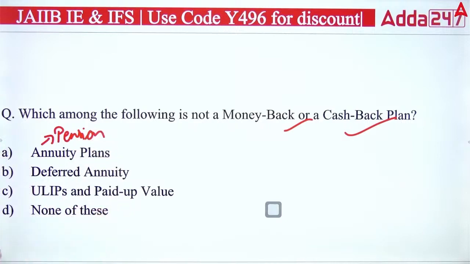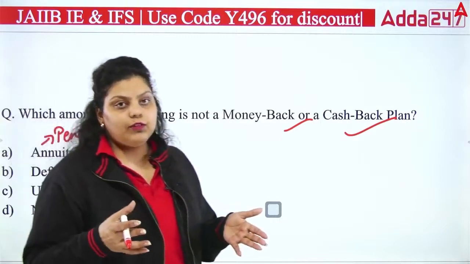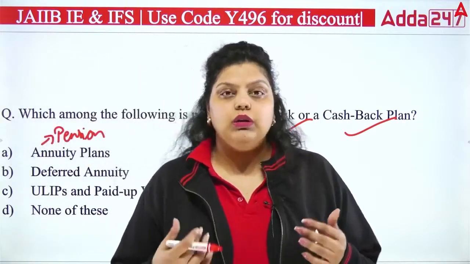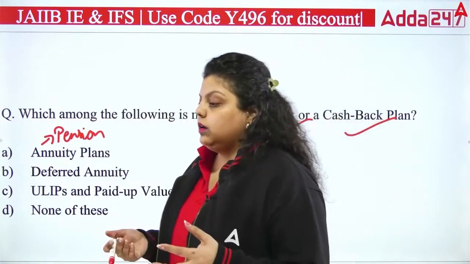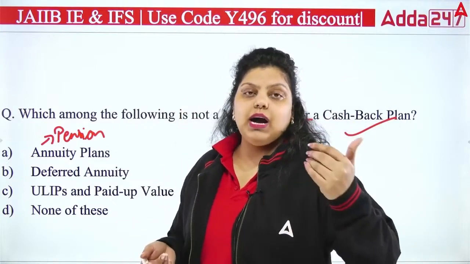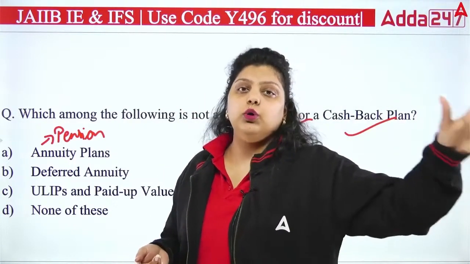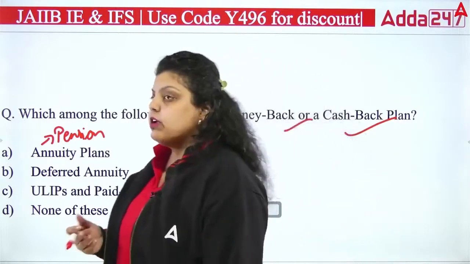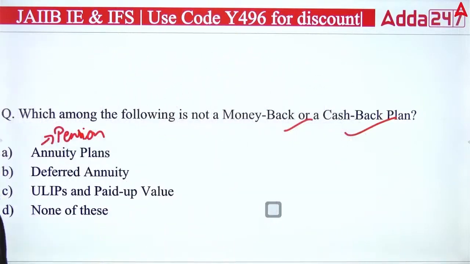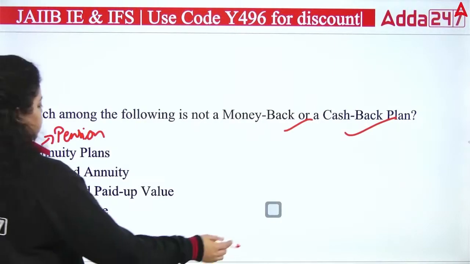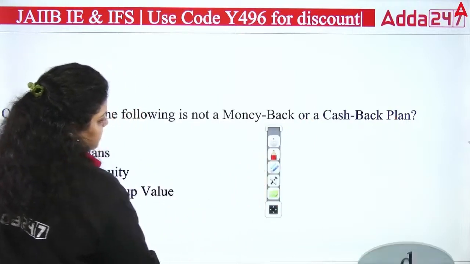ULIP is simply a unit linked investment plan, in which whatever funds you are investing, it will be asked from you which fund you want to invest in. Like, choice of investment will be given to you. So the right answer is none of the above. None of the above is a money back or cashback plan here in the options. So the right answer will be D.